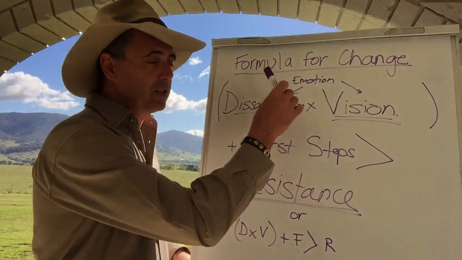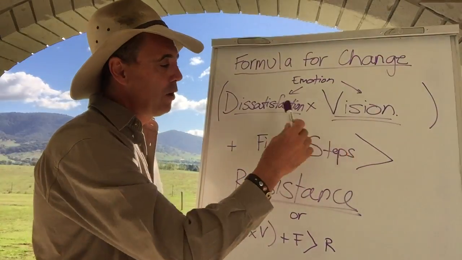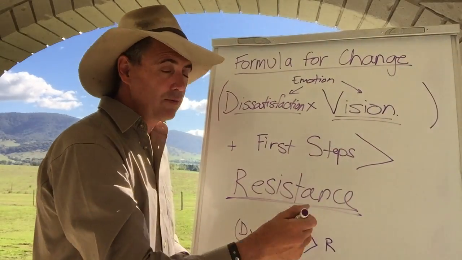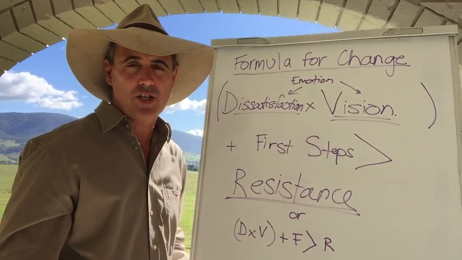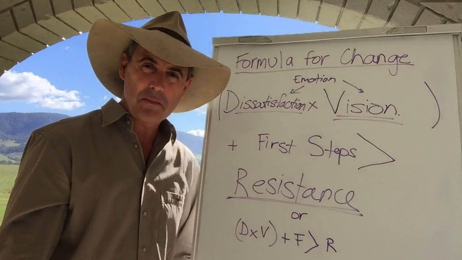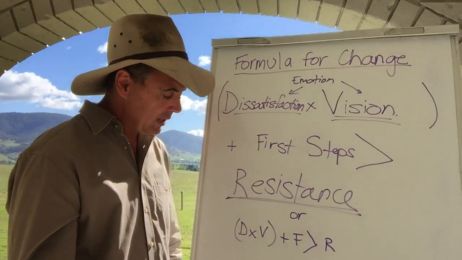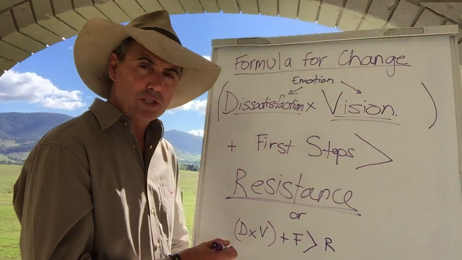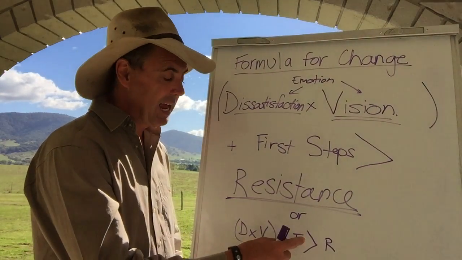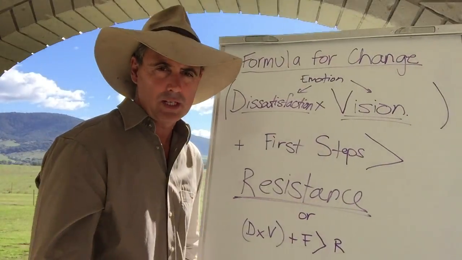Now, if this emotion has really propelled these things and you're clear on the first steps, as long as that's greater than resistance, you will 100% change every single time. So for those who are mathematically inclined, anything in brackets is what you focus on first. So dissatisfaction times vision plus your first steps has to be greater than your resistance. So that is your formula for change. So work on that.